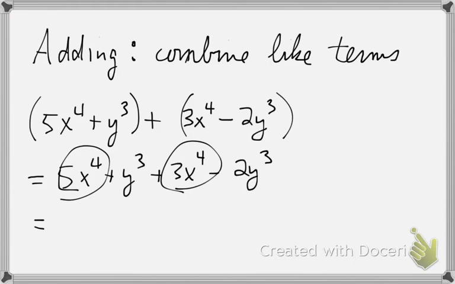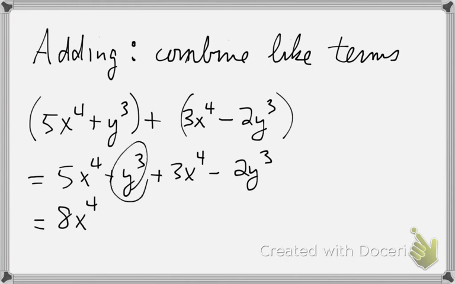I got 8x to the fourth. If I have 5 bananas plus 3 more bananas, that makes 8 bananas. I'm hoping you guys can count bananas. If I have y cubed minus 2y cubed, what's that going to leave me? Negative y cubed. In debt, a banana. Or in this case, I guess an orange. Is that okay? Did you guys combine like terms okay? You told me you knew what it was. Did you really? Yeah? So that's it. So what about subtracting then?